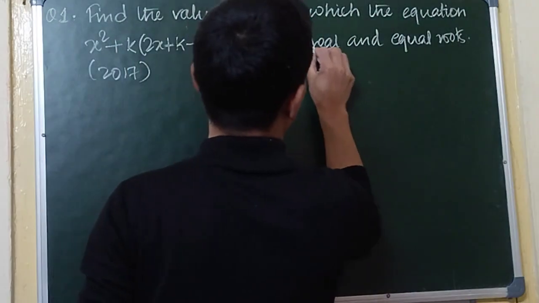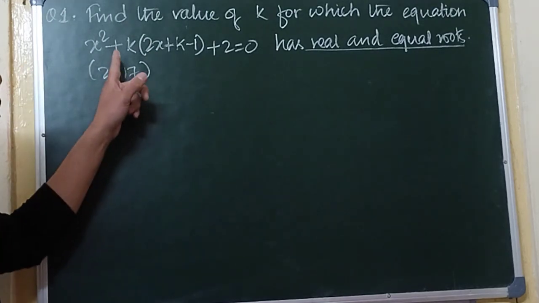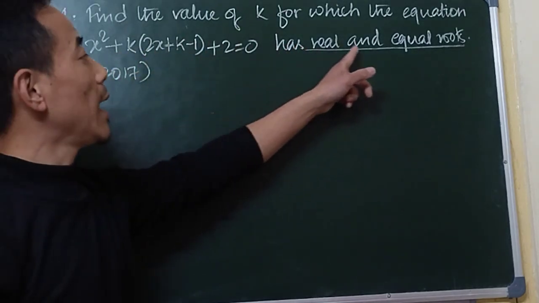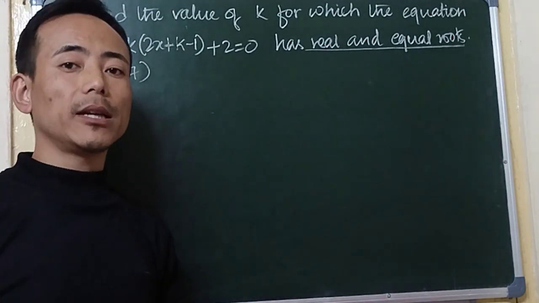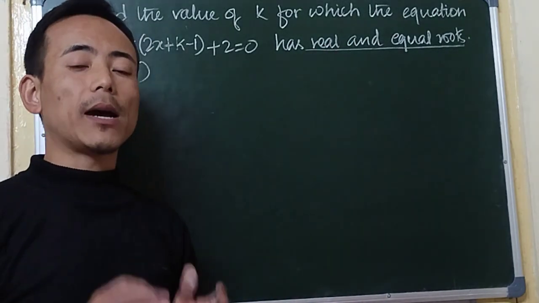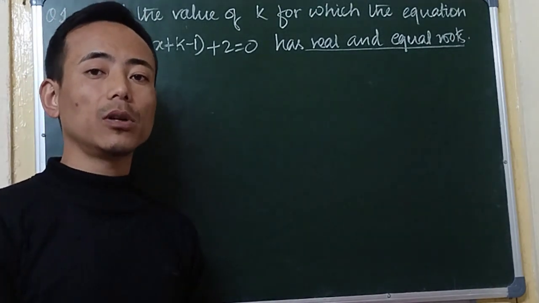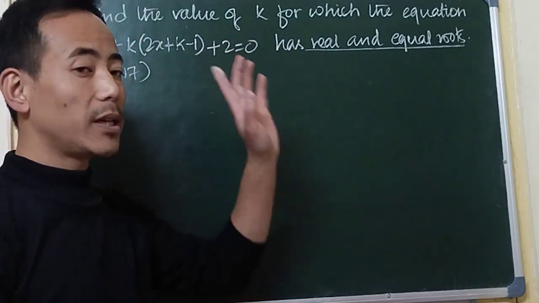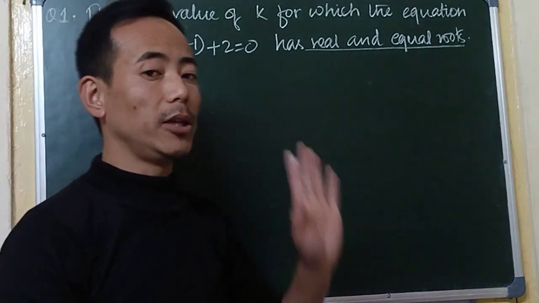So they have already given that you have to find the value of k for which this equation has real and equal roots. Alright, so we have real and equal roots when the value of discriminant is 0. So you have to take b square minus 4ac equals to 0 here. You don't have to show, you have to take b square minus 4ac equals to 0 because the question demands that the roots are real and equal.